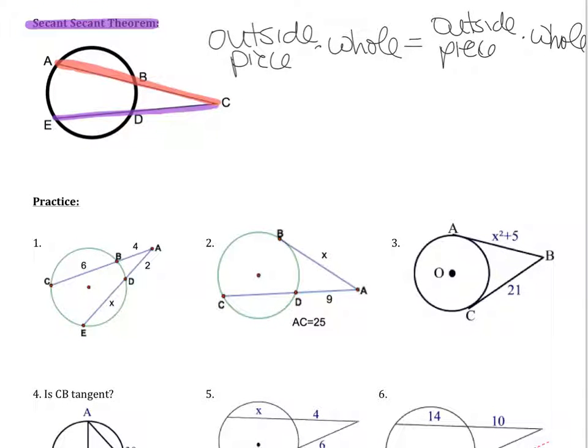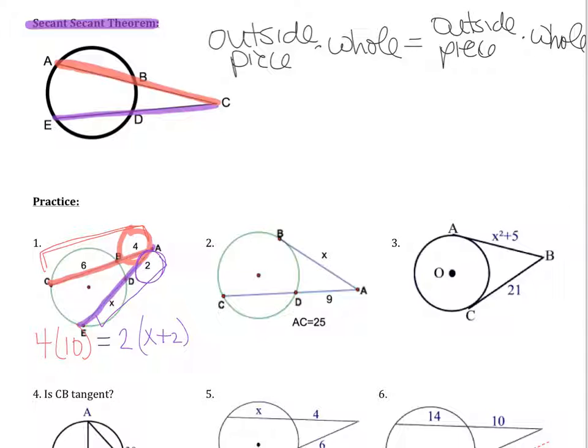Looking at the first one, notice I have a secant line here, and I have a secant line here. So how I would set this up is I would do my outside piece, which is 4, times the whole thing, 6 plus 4, which is 10. And that's going to equal my outside piece of my other secant line, which is 2, times the whole thing, which is x plus 2.